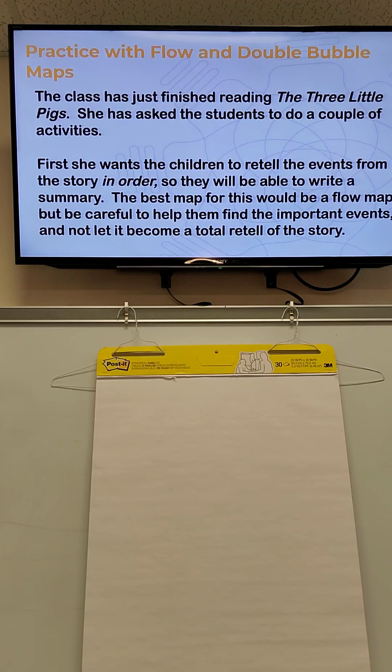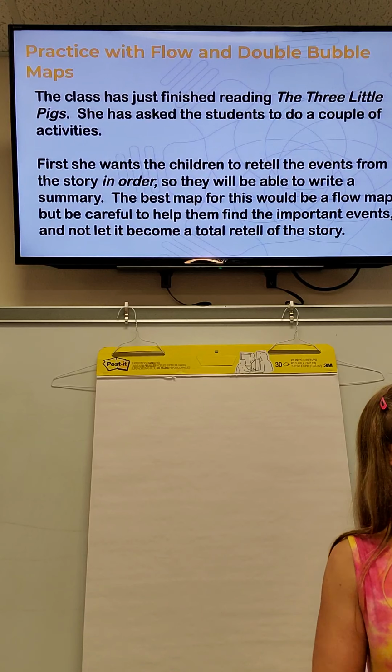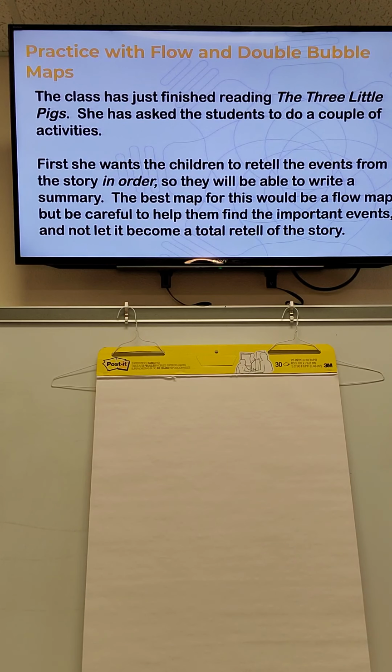This says the class has just finished reading The Three Little Pigs, and she's asked the students to do a couple of activities. First, she wants the children to retell the events of the story in order, so they'll be able to write a summary. Well, obviously the best map for telling the events of the story in order would be a flow map. But here's where you have to be careful. Don't allow the children to make it just a complete retell of the whole story. You have to help them find the important information.